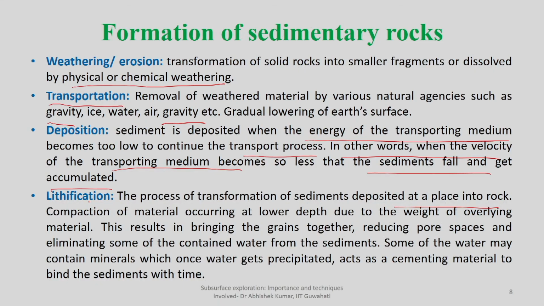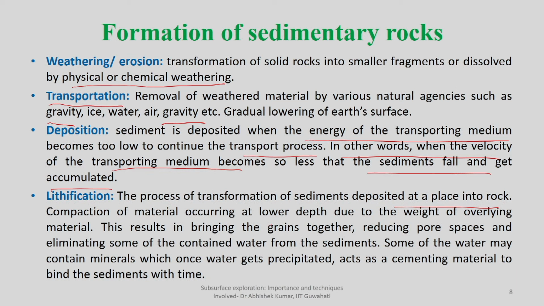So it will start with the first layer, then the second layer, then the third layer. Finally, at the end you will see there will be some sedimentary rock. It is called sedimentary because sediments are getting deposited over the geological time scale and then consolidated, a transformation from sediments to rock, and it is happening layer by layer. That is why it is called lithification, the process of transformation of sediment deposited at a place into rock.